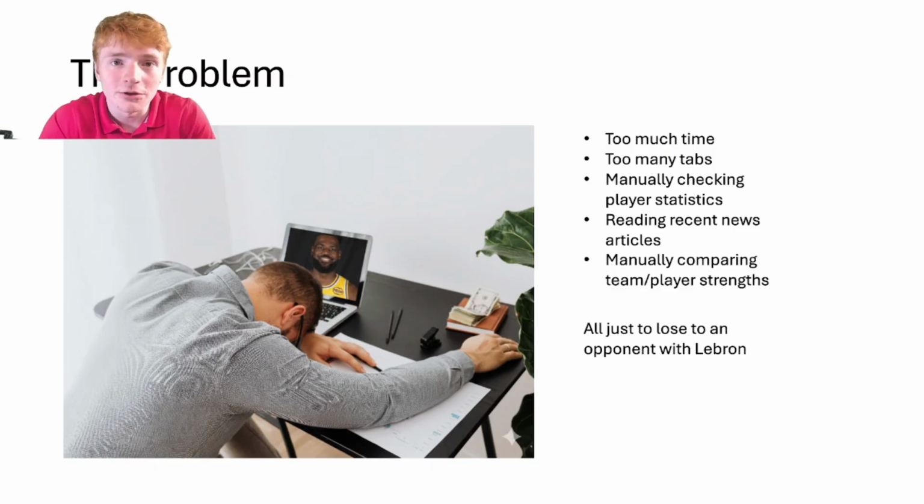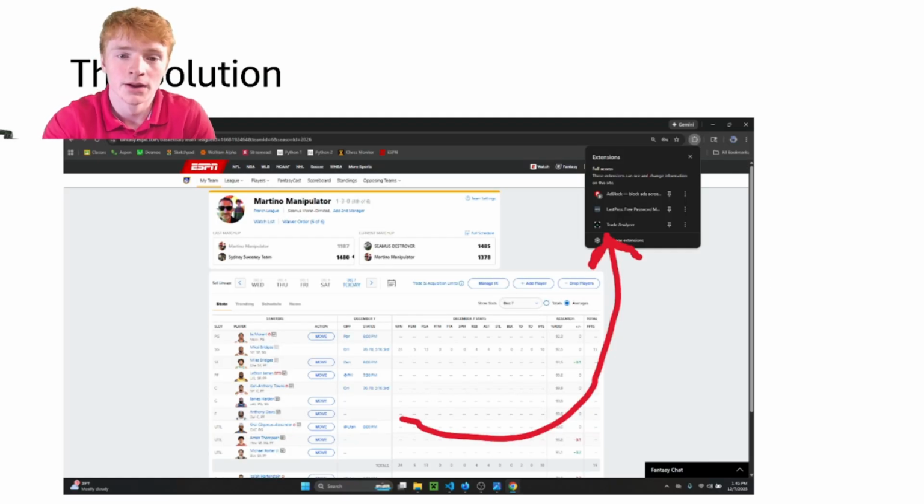Fantasy basketball players face a common problem. When evaluating trades between two teams, they need to consider player rankings, positions, recent news, injuries, and overall team composition. This typically requires opening multiple tabs, checking player statistics, reading recent news articles, or manually comparing team strengths. This process can take 15 to 20 minutes per trade evaluation, which can stack over time and take away from your school and work experience. But what if there was a better way?